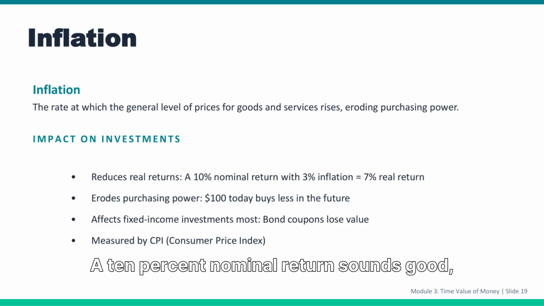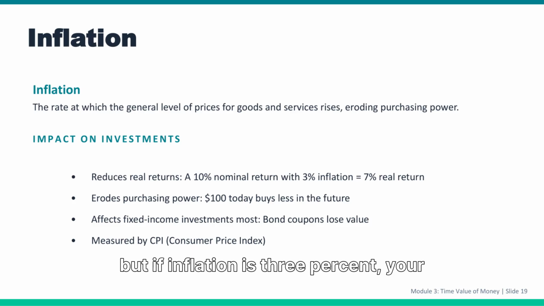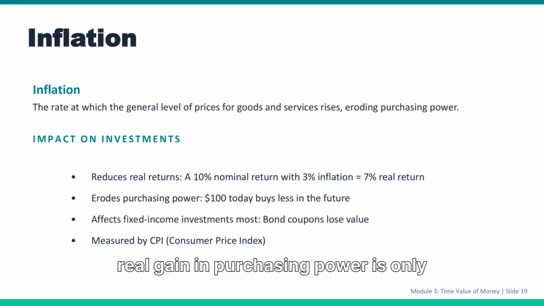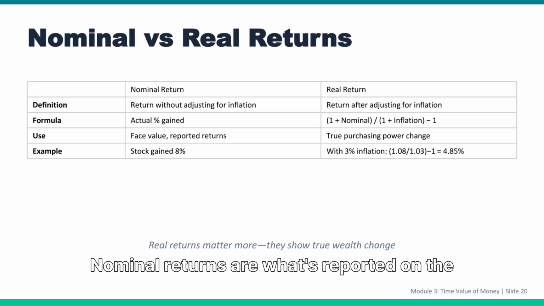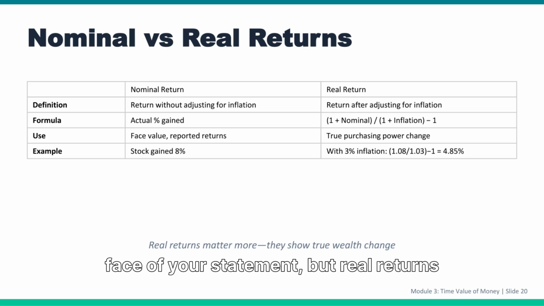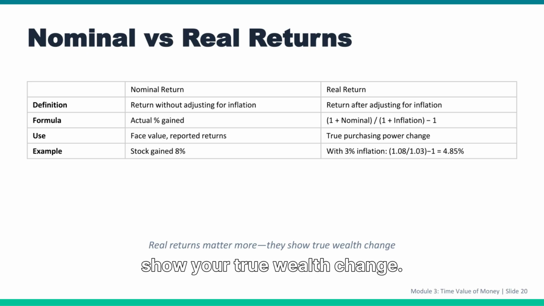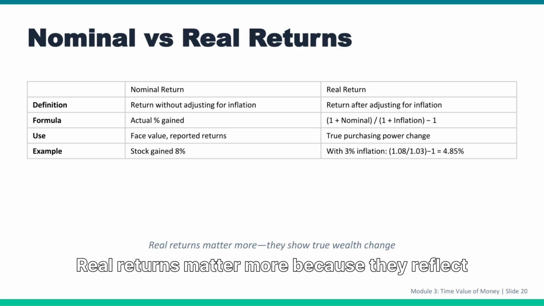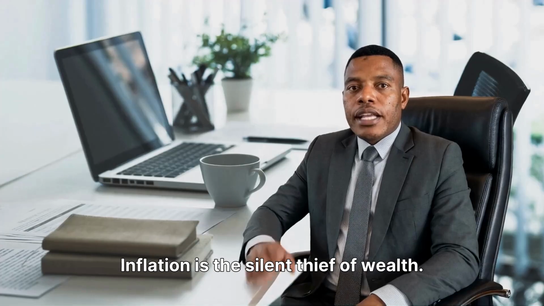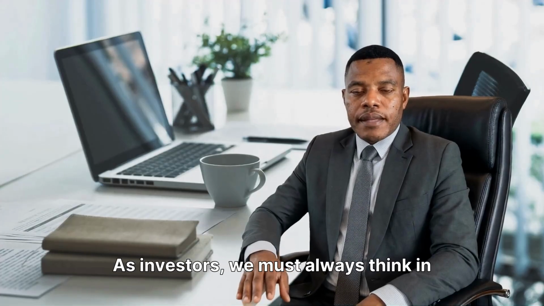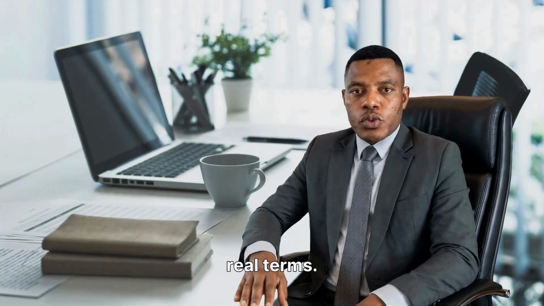A 10% nominal return sounds good, but if inflation is 3%, your real gain in purchasing power is only 7%. Nominal returns are what's reported on the face of your statement, but real returns show your true wealth change. Real returns matter more because they reflect what you can actually buy with your money. Inflation is the silent thief of wealth. As investors, we must always think in real terms.